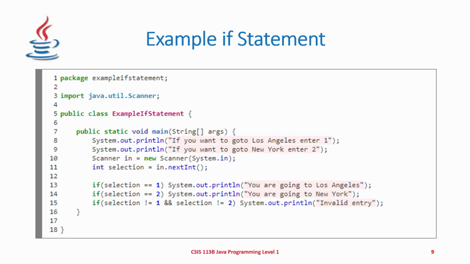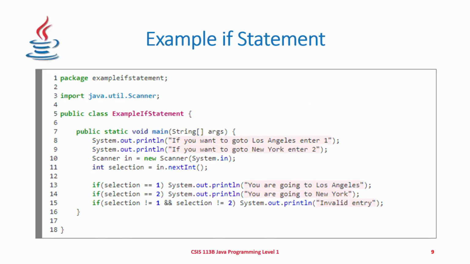Then we output, you're going to Los Angeles. If the user entered 2, then that would be the second if condition being met. Selection would compare to the value of 2, and so we would output to the screen, you're going to New York. And the third selection, as I said, is just checking to see that we put in a valid entry or not. So if it's not a 1 or it's not a 2, it's an invalid entry, so that's what we output to the screen.